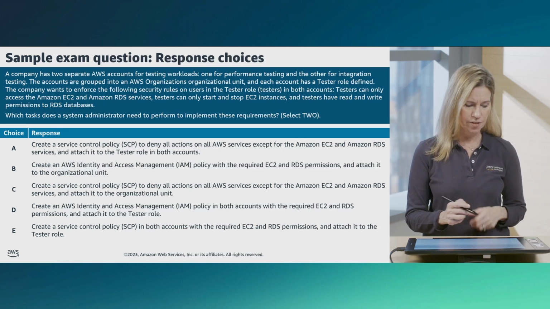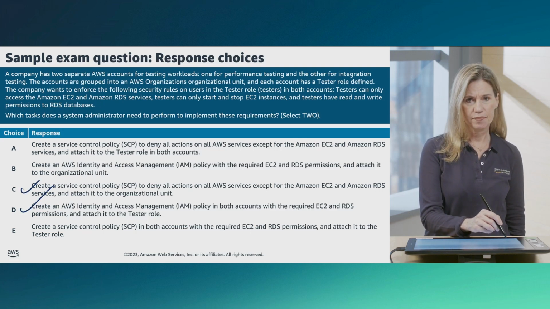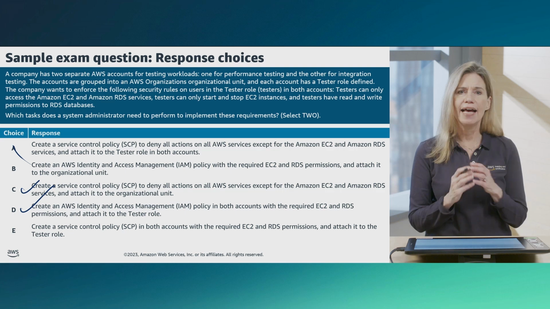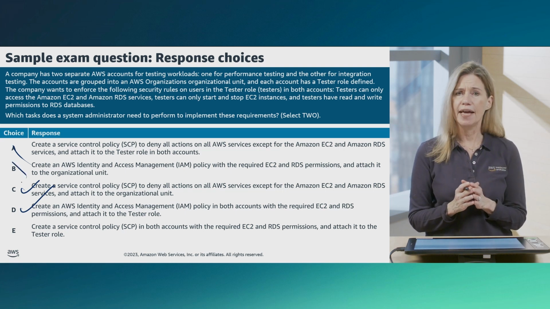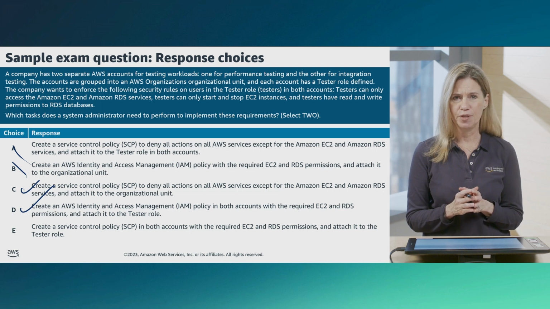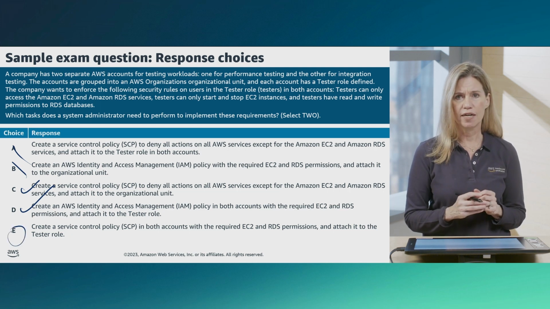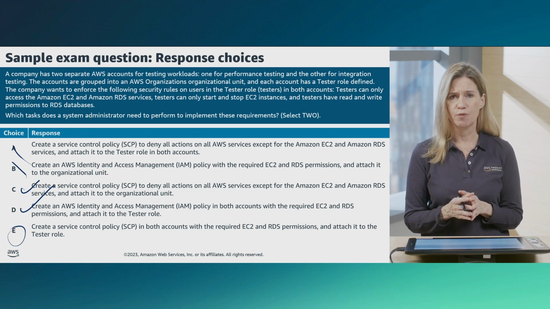The correct answers are C and D. Choice A is not correct. SCPs cannot be attached to a role. Choice B is incorrect. An IAM policy cannot be attached to an OU. And choice E is not correct. An SCP cannot be attached to a role.